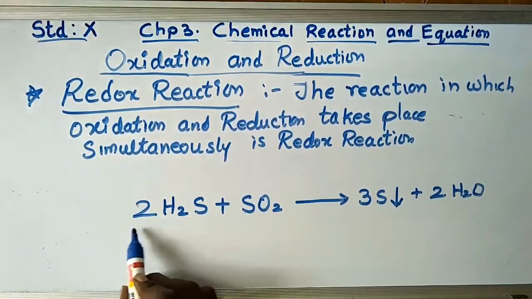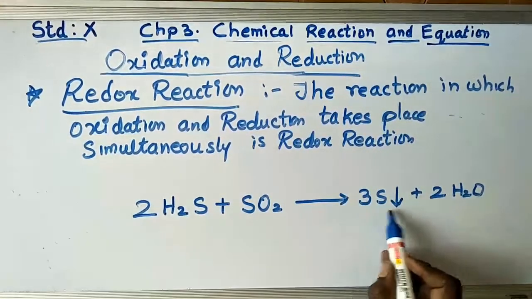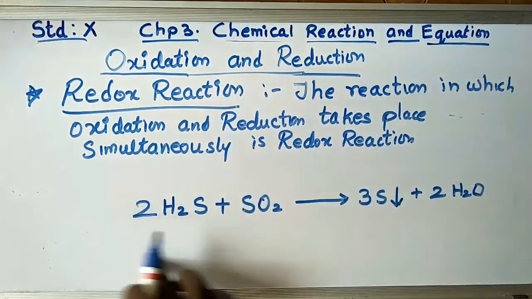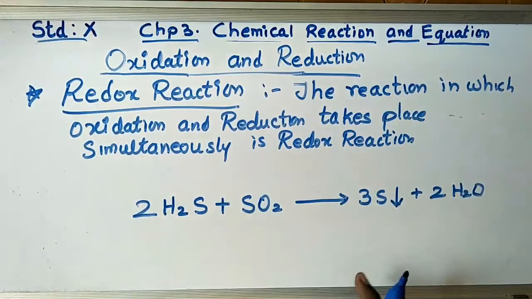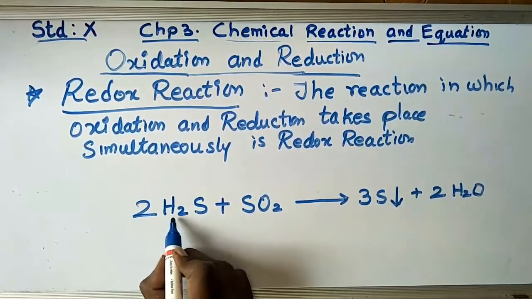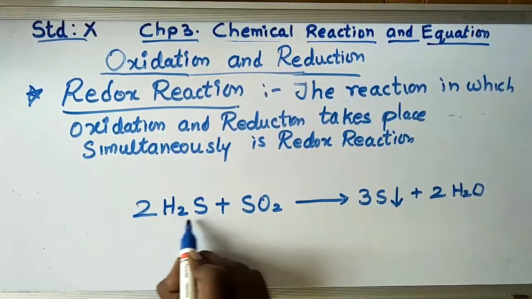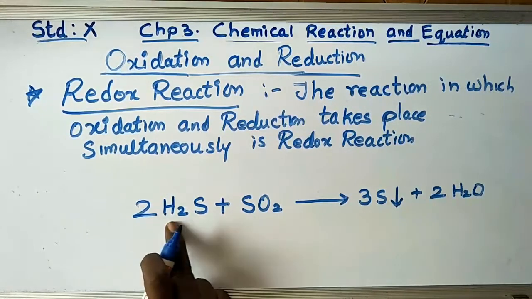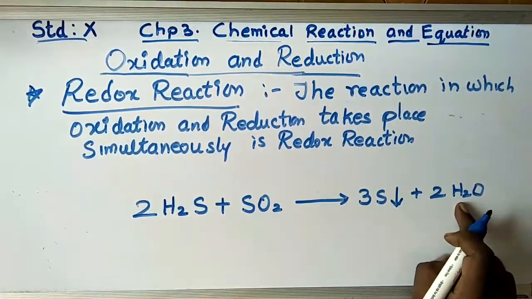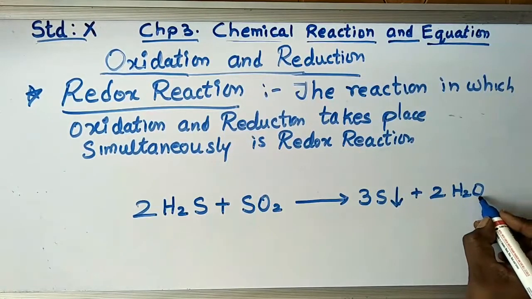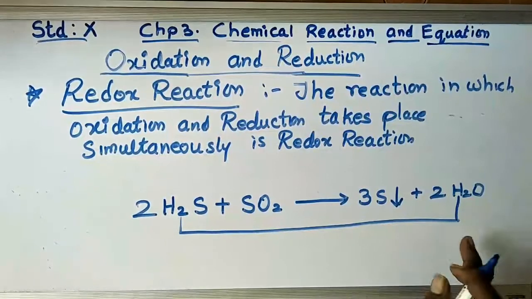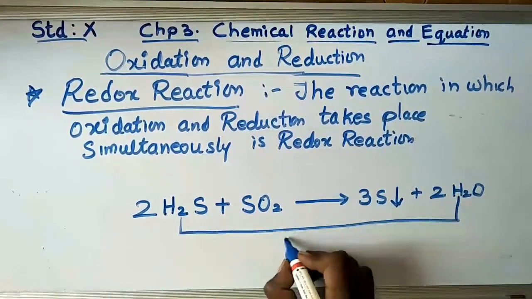Let's say for example 2H2S plus SO2 gives 3S plus 2H2O. Now this is one reaction. Let us find from this reaction which is oxidation and which is reduction. Just observe this H2S on the reactant side. Now come to the product side. Here also 2H2O, but when the 2H2O comes, oxygen is gained here. So in this reaction there is a gaining of oxygen. So this is oxidation.